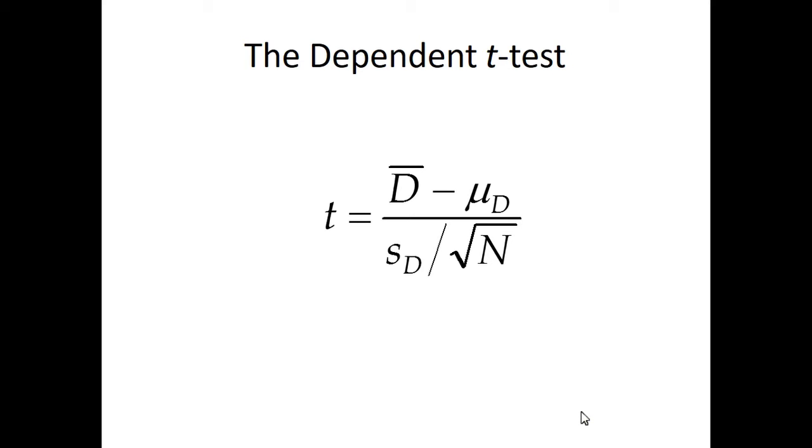So this is independent t. It's mean minus mean over pooled standard error. Dependent is actually mean differences, which is still mean minus mean, over standard error of the differences. Mathematically, these two things are very different.